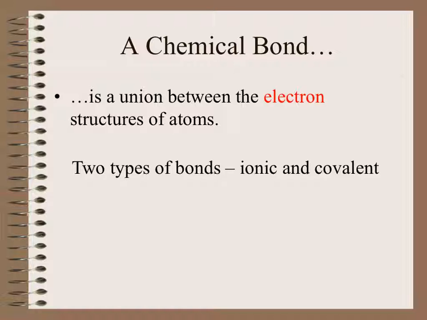Now, when atoms join together to form compounds, the electrons have to somehow be connected to each other in between the 2 atoms. So we have what's known as a chemical bond. A chemical bond is always a union or a joining between the electrons of the atoms, typically because the electrons are on the outside and they're the easiest particle to get a hold of. So there's two types of chemical bonds, ionic and covalent.